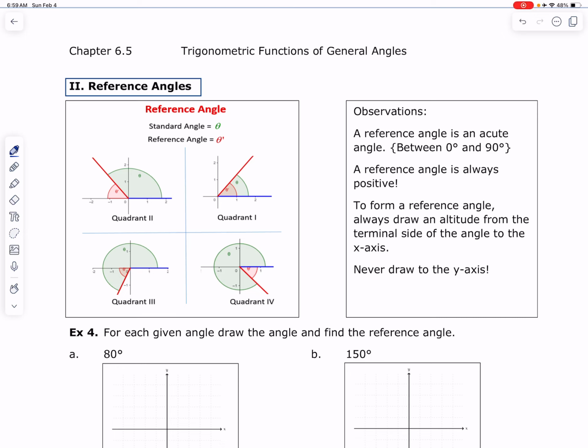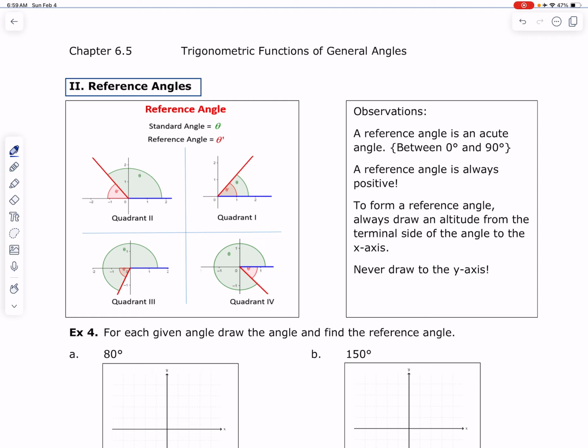Welcome back. These are the trigonometric functions of general angles. This is page 4. We're now going to talk about how we use those families of angles to find points on a terminal side and build our unit circle.